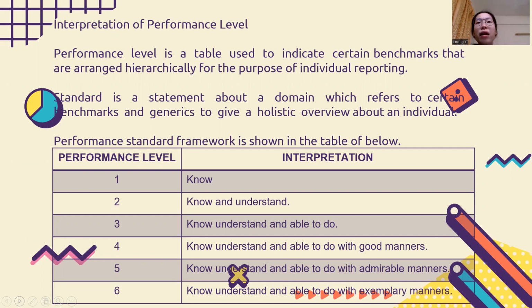The interpretation of the first performance level is know. Second is know and understand. The third is know, understand and able to do. The fourth is know, understand, and able to do with good manners. The fifth is know, understand, and able to do with admirable manners. And the last is know, understand, and able to do with exemplary manners.